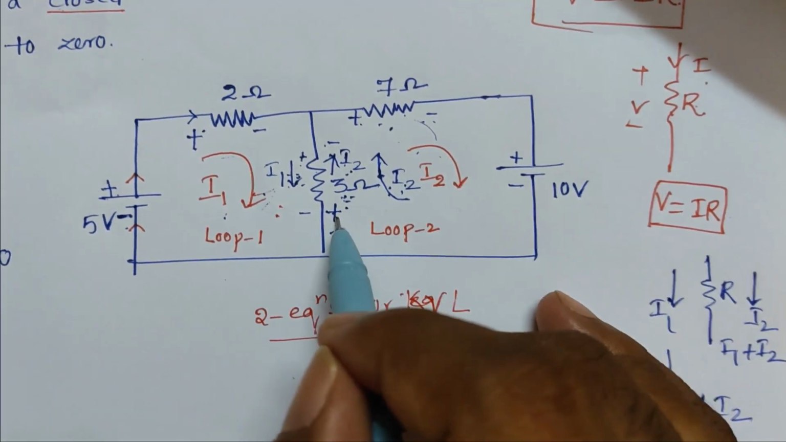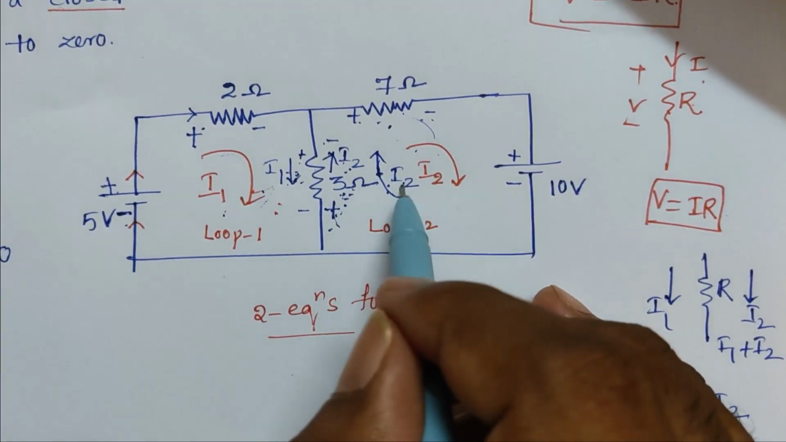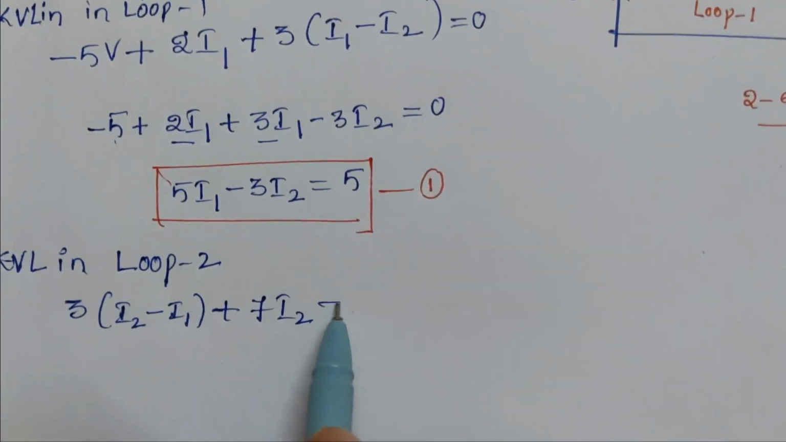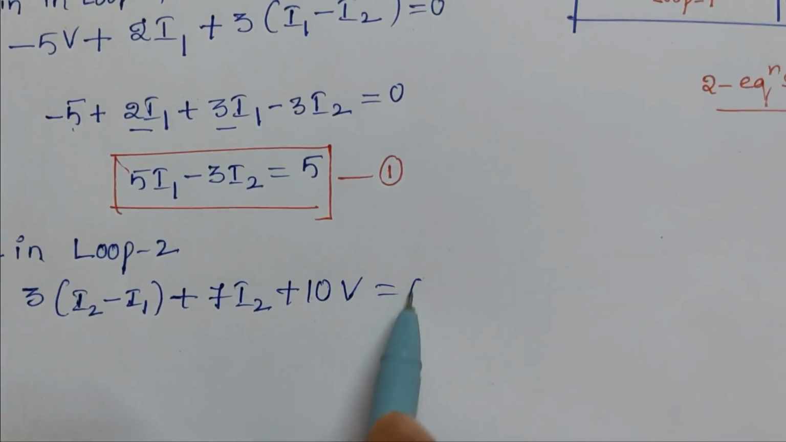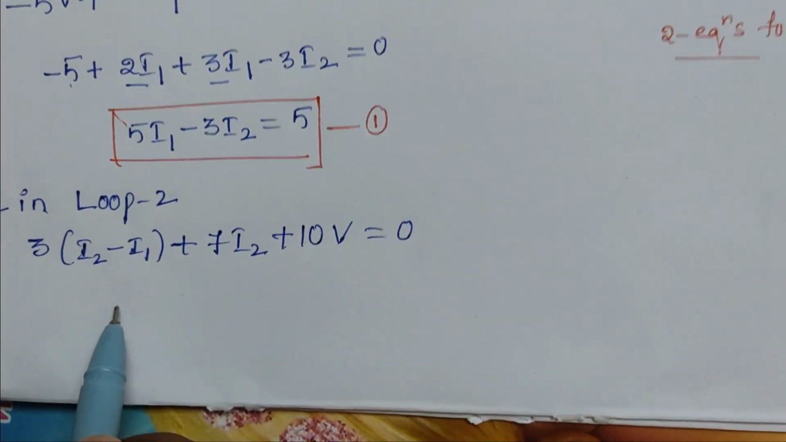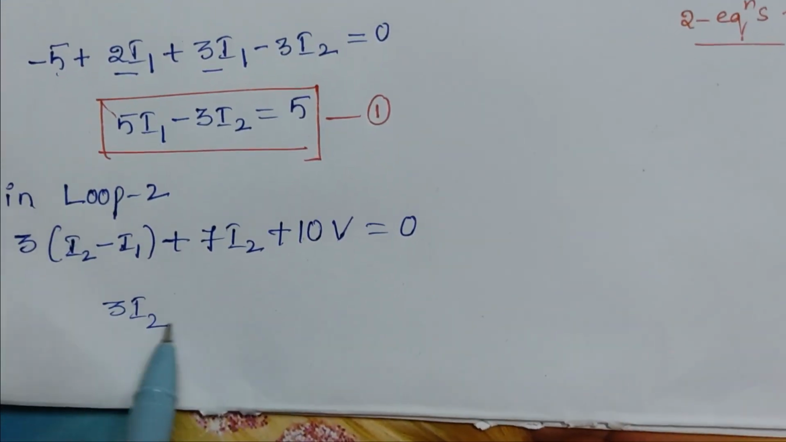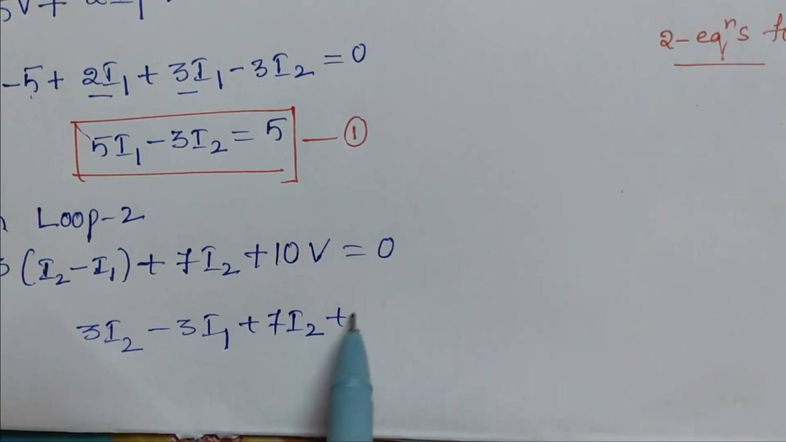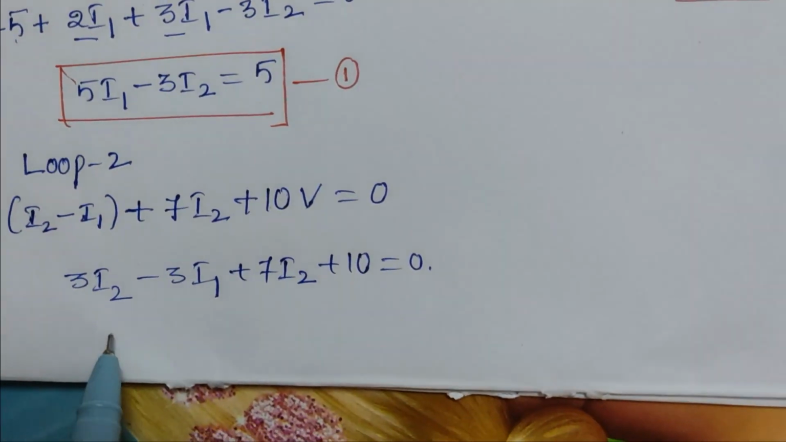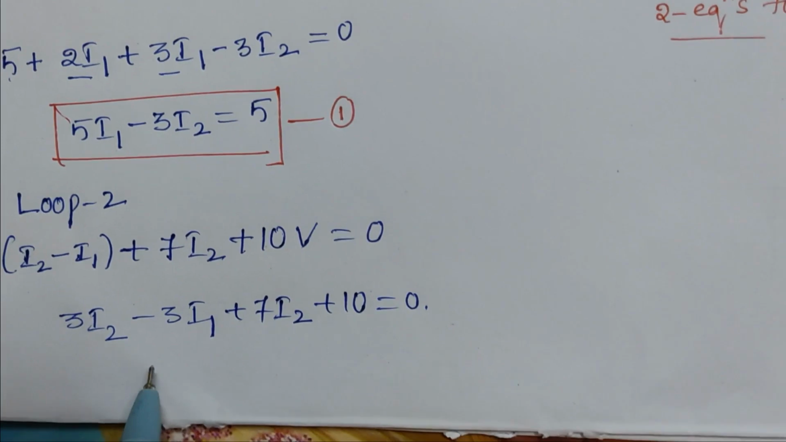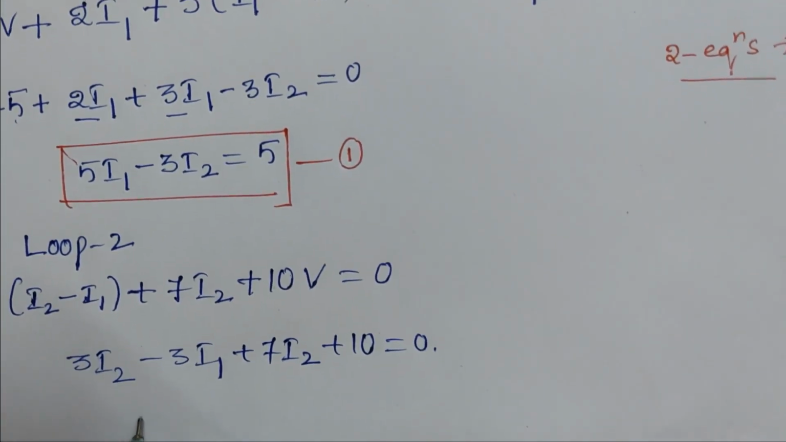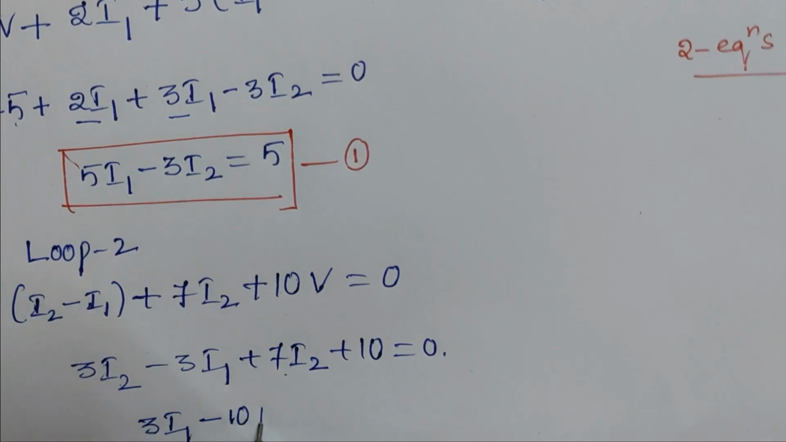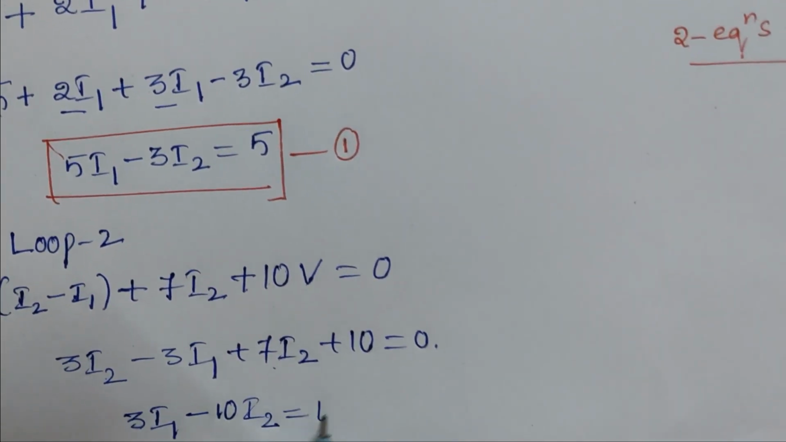So 3 into I2 minus I1 plus 7 into I2 plus 10 volts must be equal to 0. Let me rearrange this. That will be 3 I2 minus 3 I1 plus 7 I2 plus 10 equal to 0. Shuffling the terms, that will be 3 I1, 7 plus 3, minus 10 I2 equal to 10 volts.